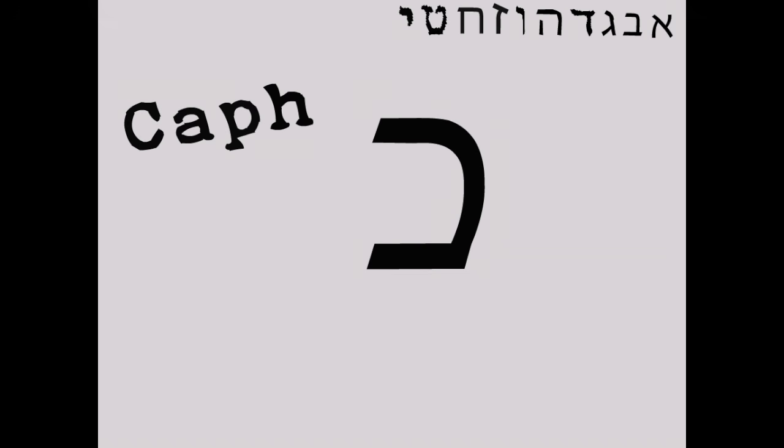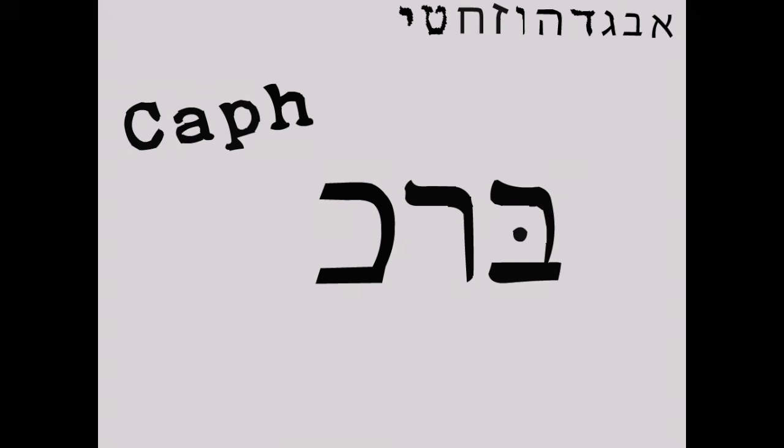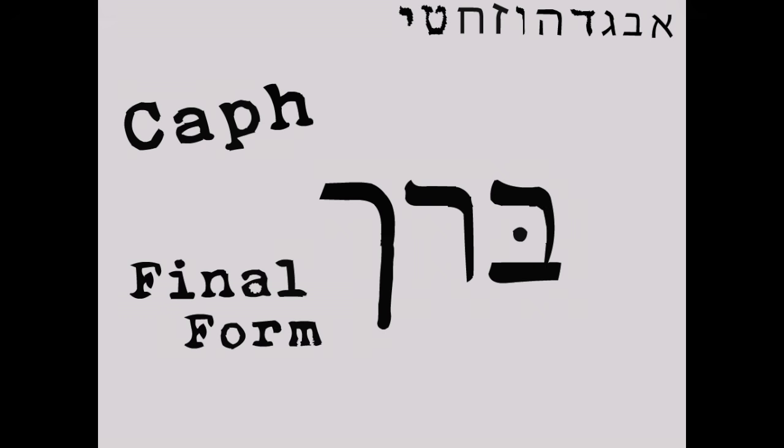Also, certain letters change their appearance when they are the last letter in any given word. Caph is one of those letters. Whenever you see a word that ends in a caph, you'll notice how it has an elongated stem. This is referred to as a letter's final form.